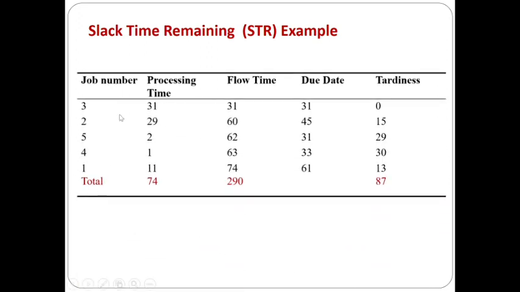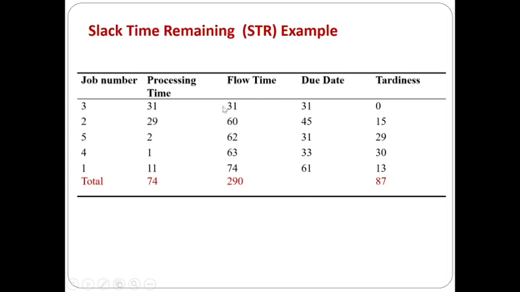And after rearranging the sequence and the corresponding processing time, we have to calculate the flow time. So flow time is 31 for the third job, 31 plus 29, which is 60 for the second job. Then 60 plus 2, 62 for job number 5. 62 plus 1, 63 for job number 4. 63 plus 11, 74 for job number 1. Then we have to calculate the total processing time and total flow time. We know the due date for all the jobs.